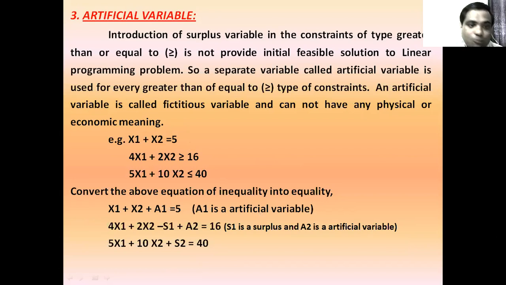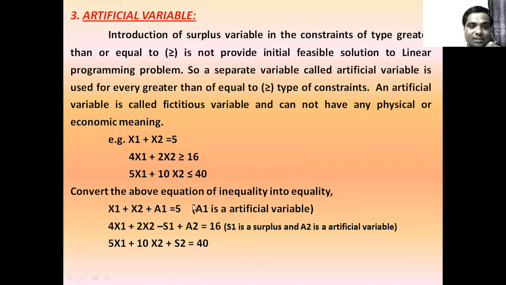Second constraint equation, that is 4x1 plus 2x2 greater than or equal to 16. For every greater than or equal to type of constraint, we have to use the surplus variable as well as the artificial variable. So we get a new constraint, that is 4x1 plus 2x2 minus s1 plus a2 is equal to 16. In this case, s1 is a surplus variable and a2 is an artificial variable. The first artificial variable, a1, is used for the equal to type of constraint, and the second artificial variable, a2, is used for the greater than or equal to type of constraint.